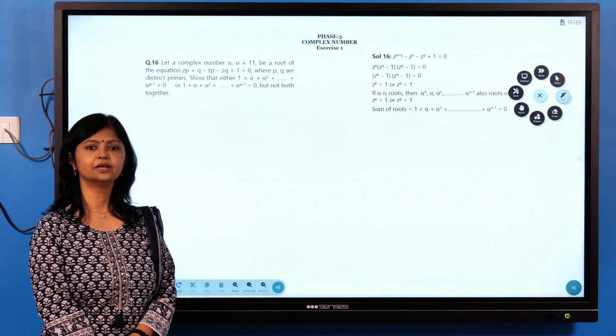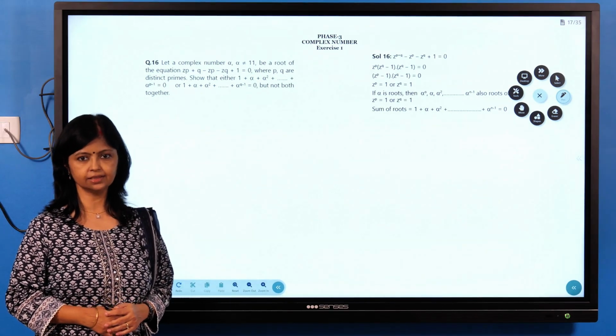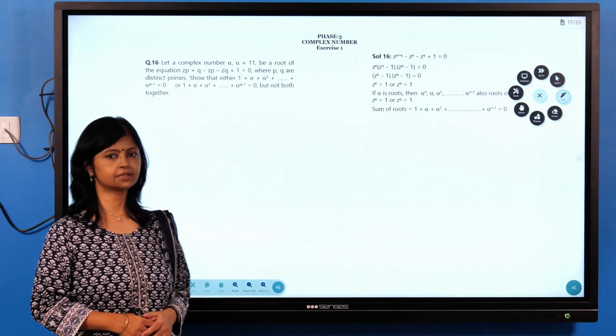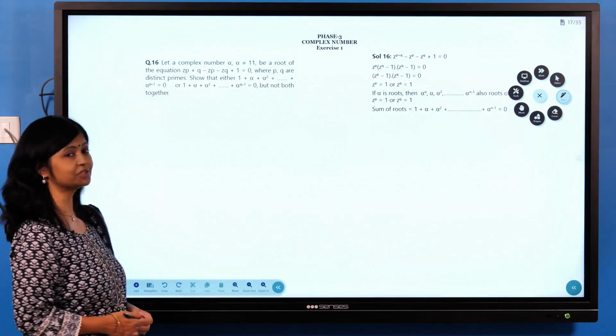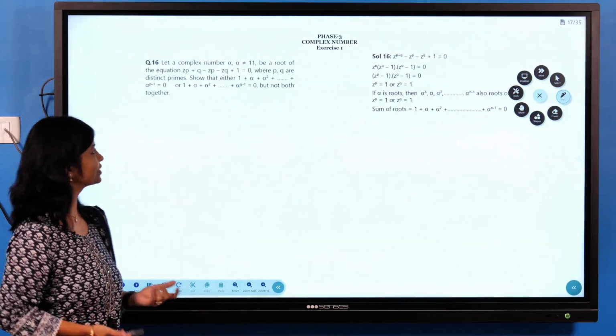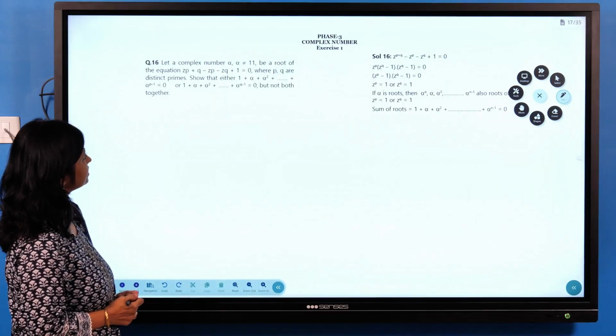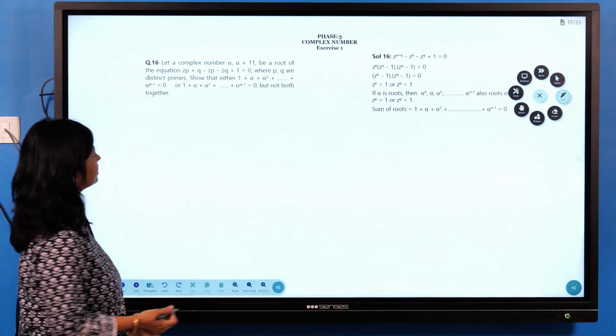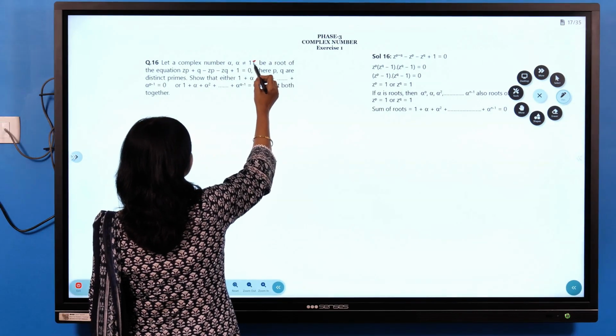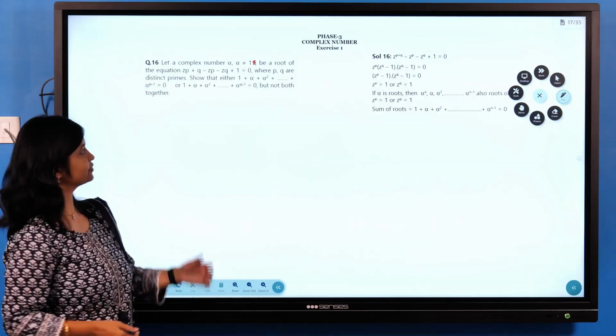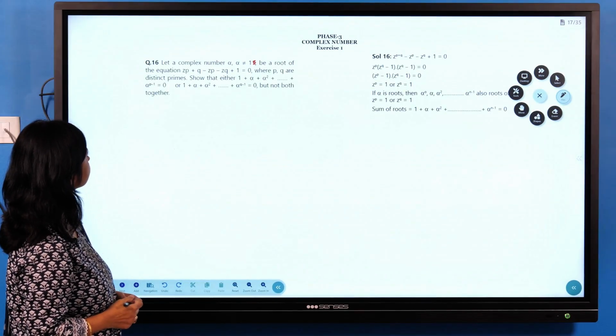Hello everyone. We are looking at phase 3, chapter complex number, exercise 1, and we are at question number 16. Let's look at the question. Complex number alpha, where alpha is not equal to 1. A little bit of correction is here. Be a root of the equation.